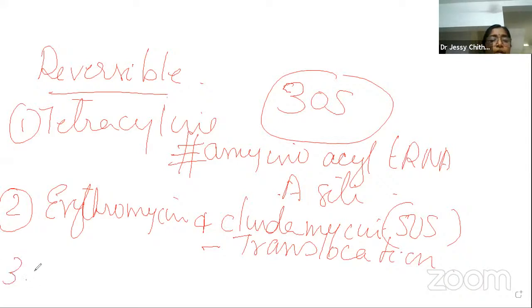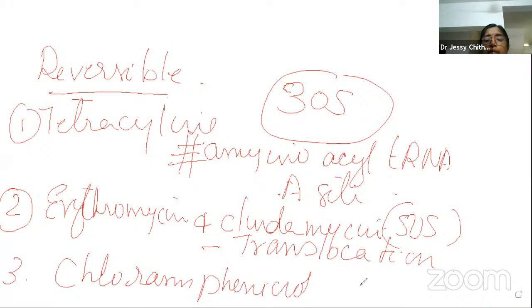Now, chloramphenicol. How does it act? It will inhibit the action of peptidyl transferase. So these are the reversible inhibitors. Which are the reversible inhibitors? Tetracycline, erythromycin, clindamycin, and chloramphenicol.